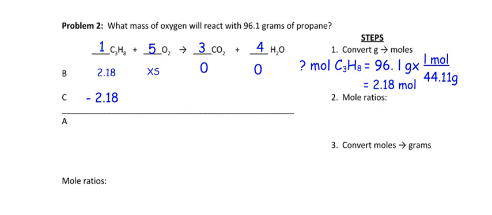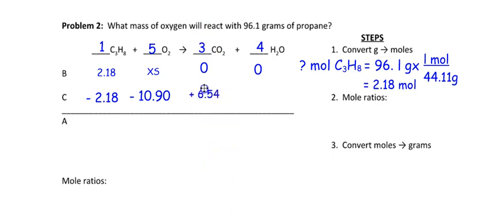Did you get 10.90? Why don't you do the same thing for carbon dioxide and water? Come up with these mole ratios. Divide by 1 times 5. That's what this is. So divide by 1 times 3. Go for it.